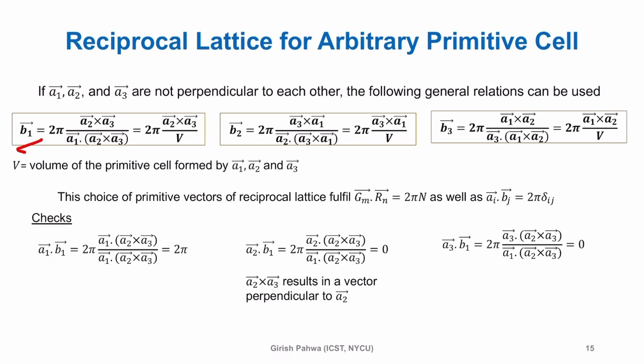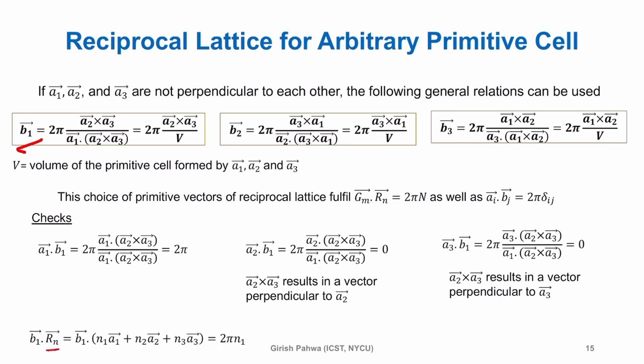G_M is equal to M1 B1 plus M2 B2 plus M3 B3. If, say, M2 and M3 are 0 and M1 is equal to 1, then one of the cases will be G equal to B1. So B1 is also a reciprocal lattice vector, so it should also satisfy all the properties that a reciprocal lattice vector does. So B1 dot any R_n must also be 2 pi times some integer. You can try that. It will be equal to 2 pi times n1.